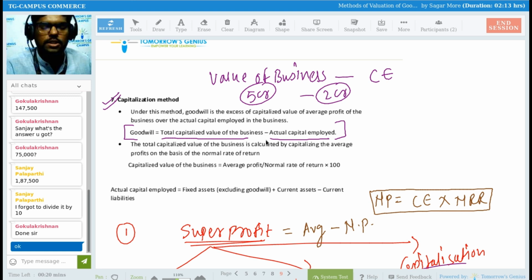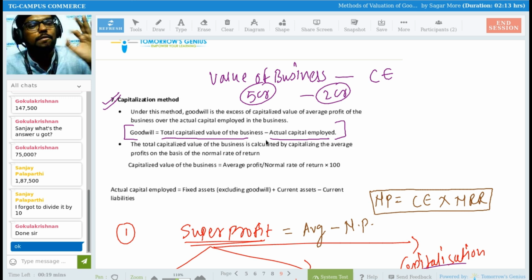What is the meaning of current value of business in the market? Current value of your business in the market means if you are planning to sell your business in the market today. Suppose I am planning to sell my business today. How much am I expecting? I am expecting 5 crore rupees from the investors. If Sanjay and Gokul are interested in buying my business, you should be paying me 5 crore rupees. That is the value of business.